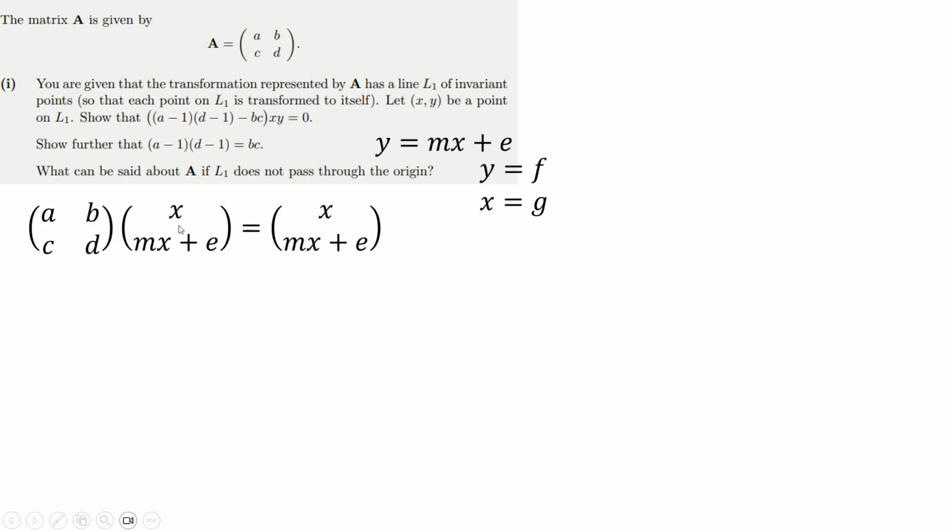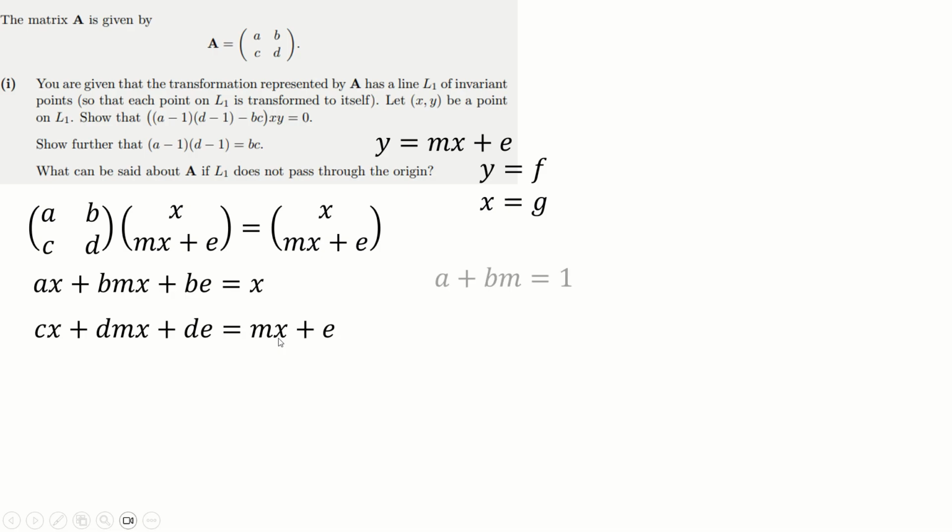So in the first case, again, we're mapping points to themselves. So x and then mx plus e gets mapped to x, mx plus e. So for x to be mapped to itself, this needs to be true. And for the y-coordinate, which is mx plus e, to be mapped to itself, this needs to be true. We can actually just read from this that, again, for this to be true for all x, because it's an identity now, we need a plus bm to equal 1, and we need be to equal 0.